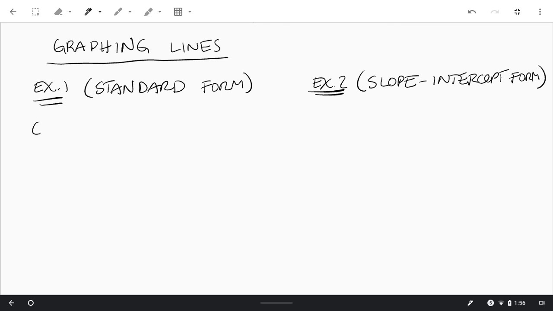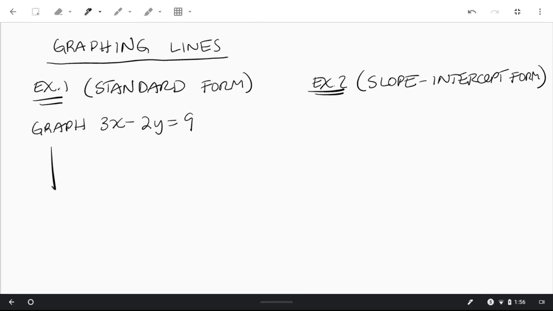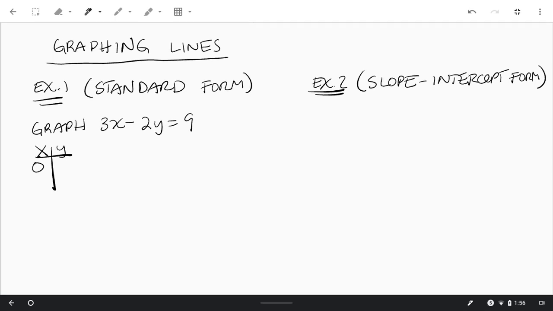All right. So let's suppose that we have to graph this equation, 3x minus 2y equals 9. To me, this is very easy to graph because it's easy to come up with the x and y intercepts. So I'm going to let x be 0. When I let x be 0, I plug that in, and I solve for y. I do it in my head. If you want to work it out, you can. But again, I do it in my head.